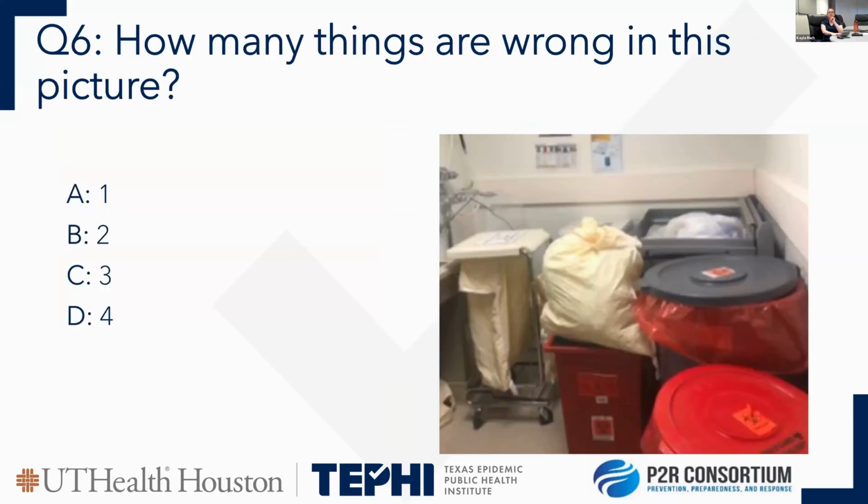We go into our dirty utility room and we see this. How many things do we see wrong with this picture? Is it 1, 2, 3, or 4? How many things?